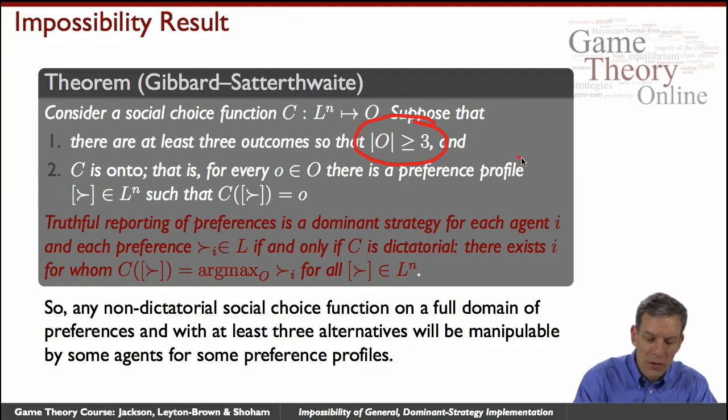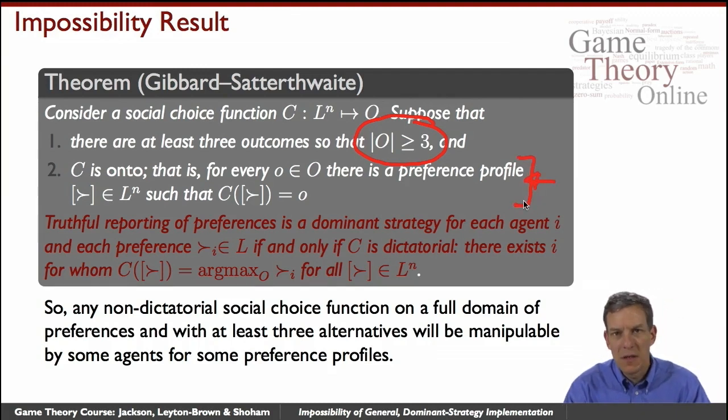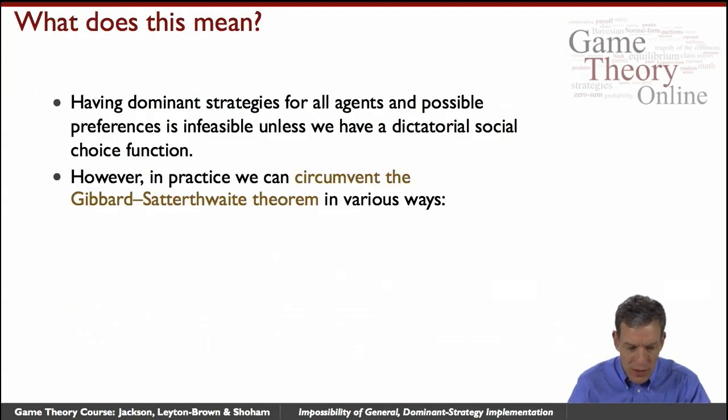If C is not onto, then we are ignoring certain outcomes. Then you're going to have some more limited conclusions here that things are going to be dictatorial, but only on the range of the outcome function, if it still has at least three alternatives in it. So there's some limitations on this, but in terms of really getting around this kind of negative result, there's various ways we can think of doing this.